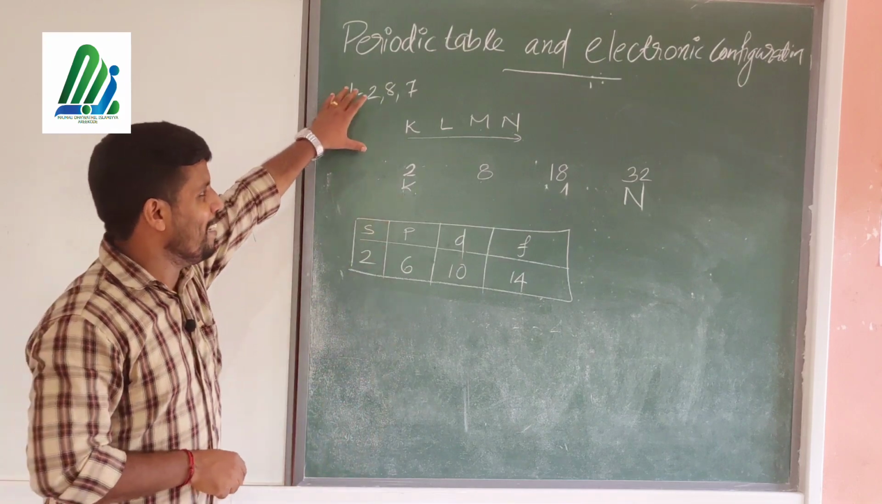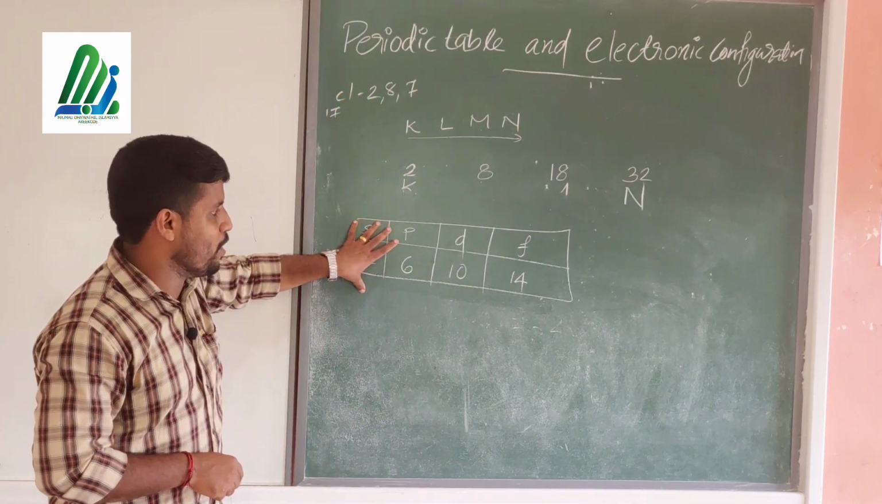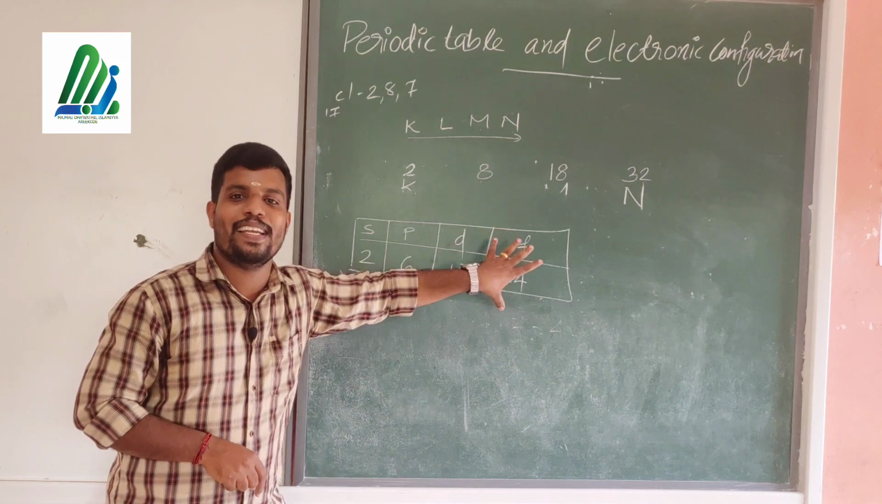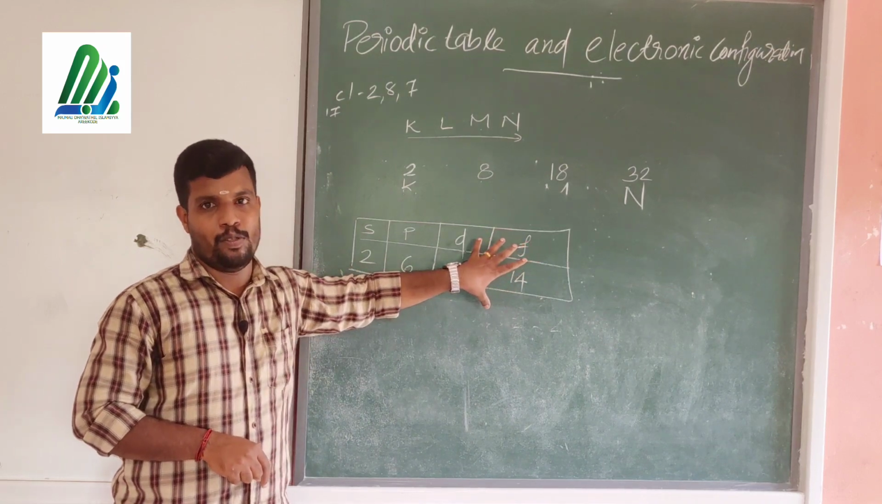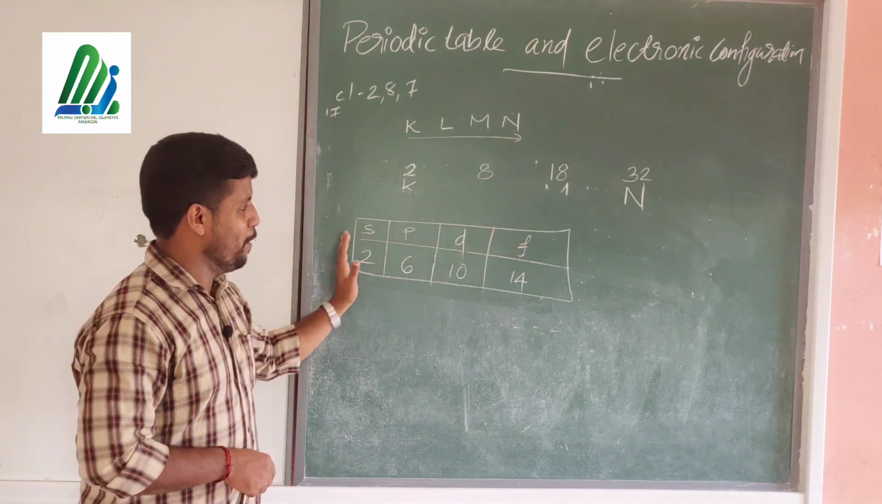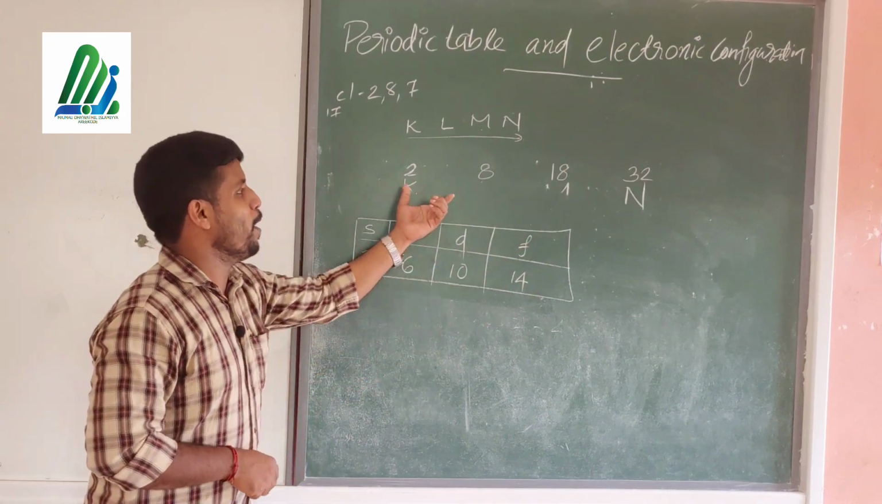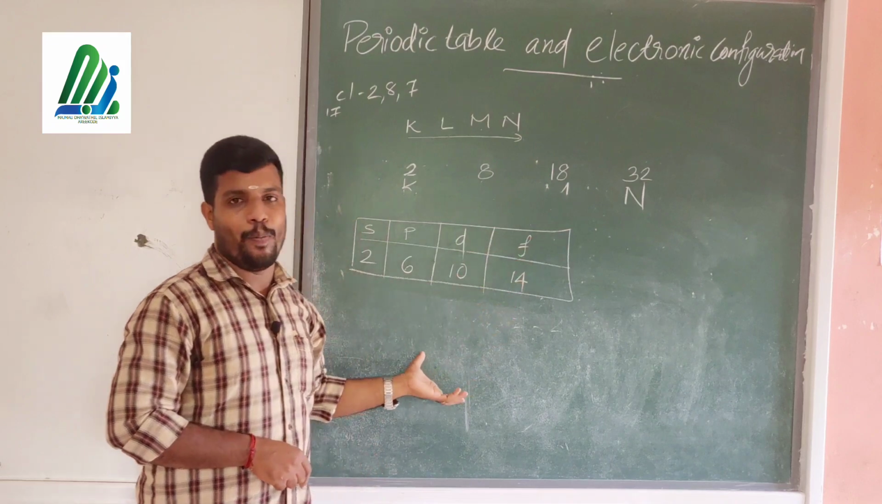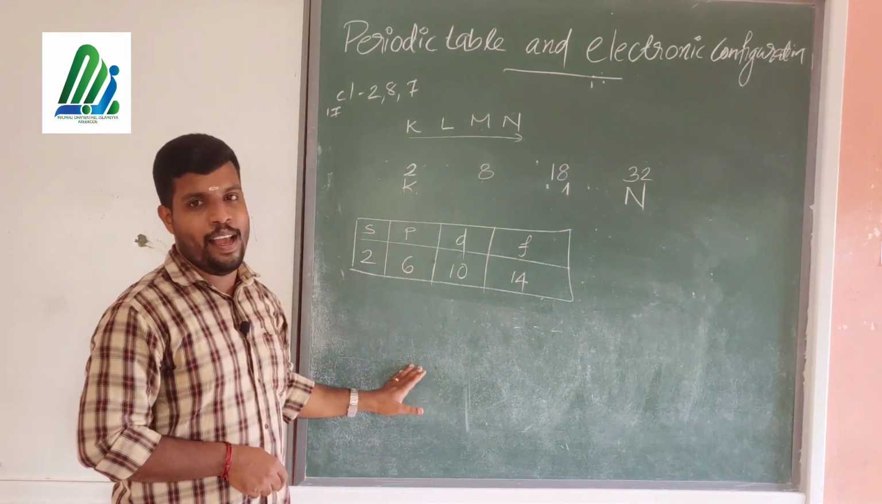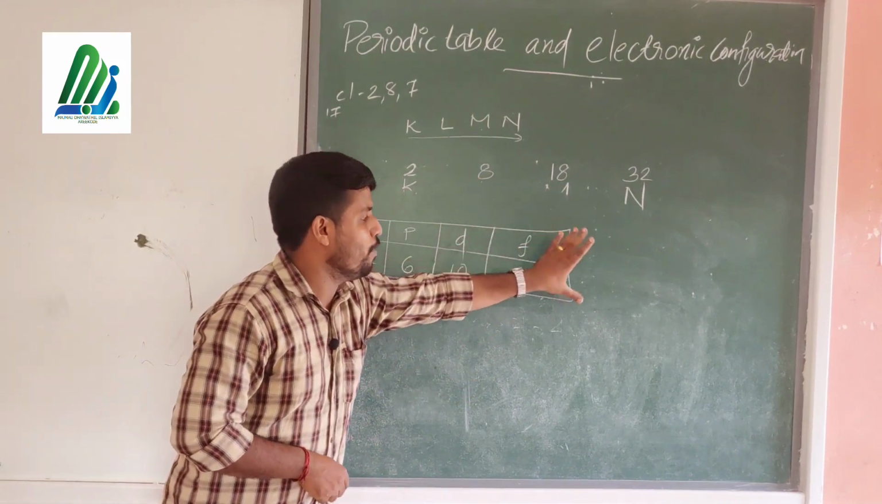Today, we completed the maximum number of electrons possible to accommodate in each subshell. So, all of you write the maximum number of electrons possible in each subshell and in each shell, and make a brief note of this portion.